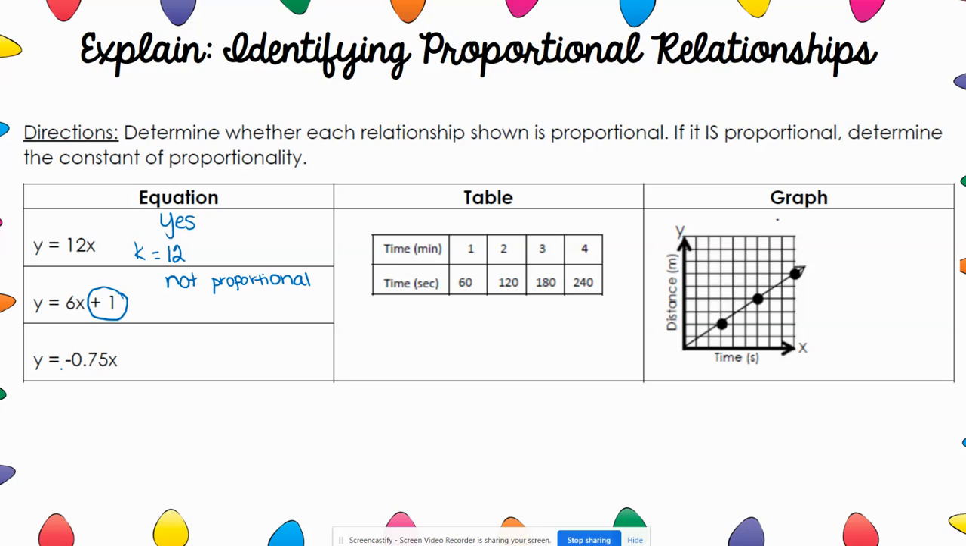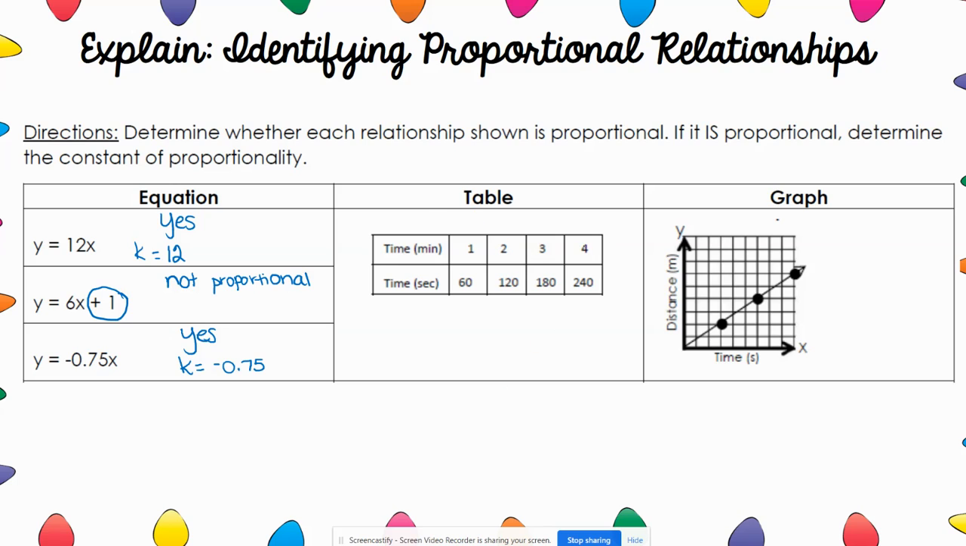Next, we see y equals negative 0.75x. Well, this is a proportional relationship because we see that we have a number, which is negative 0.75, multiplying by x, and it's not being added or subtracted by anything. So the constant of proportionality is that number being multiplied, so it's negative 0.75.